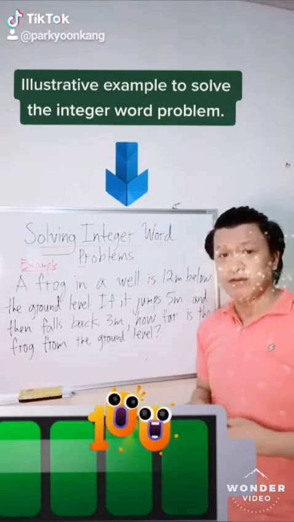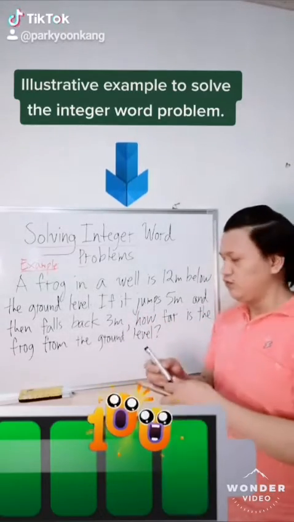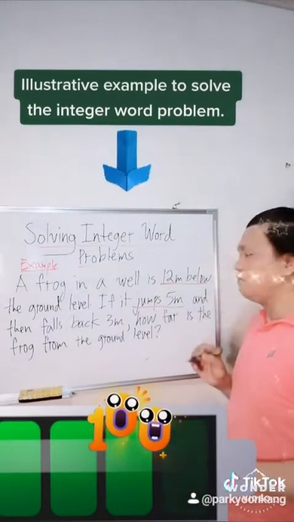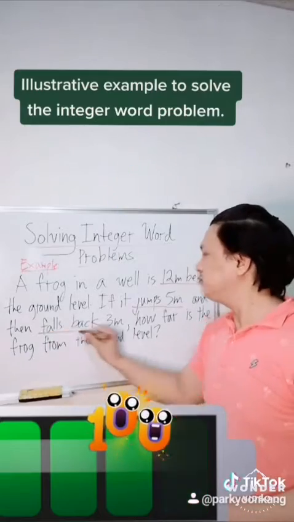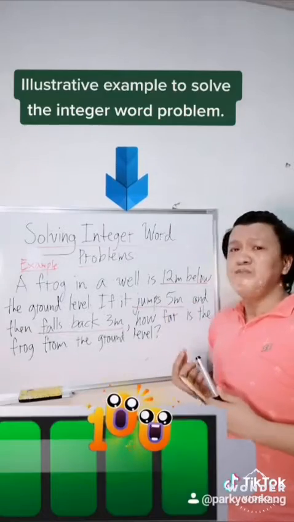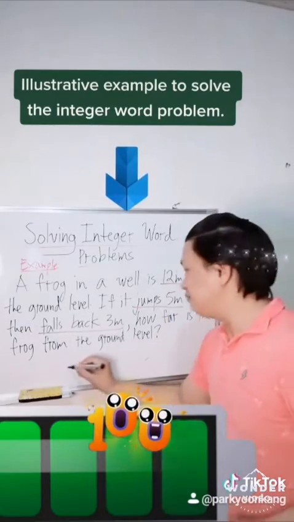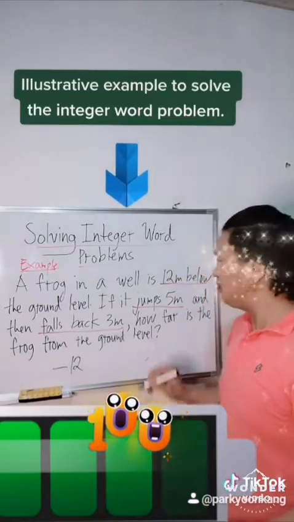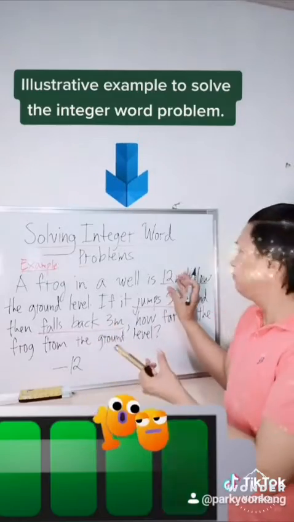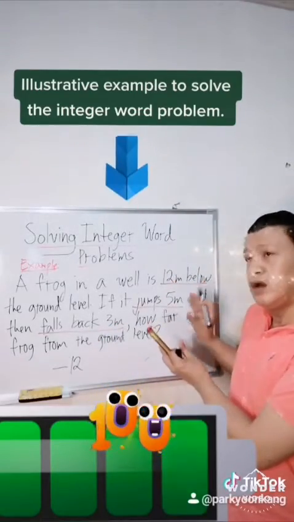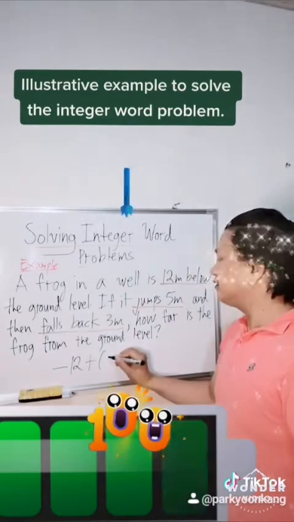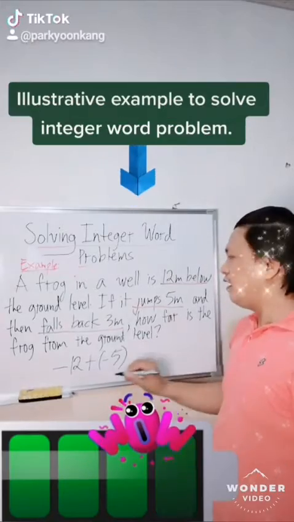Just simply identify first the given numbers. We have 12 meters, and also we have jumps 5 meters and then falls back 3 meters. When we say below, this is simply a negative. So just simply write negative 12. And then the frog jumps 5 meters, meaning going out of the well. That's why we're going to add another step, that is negative 5.